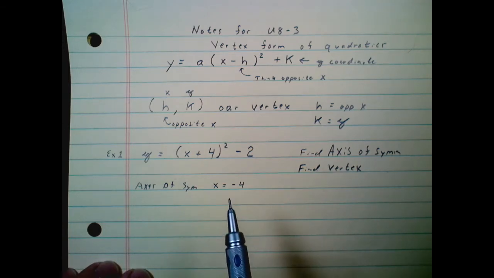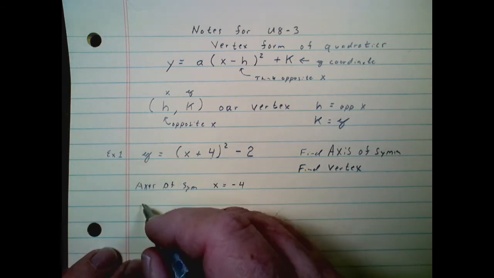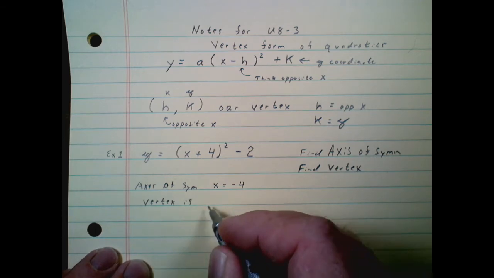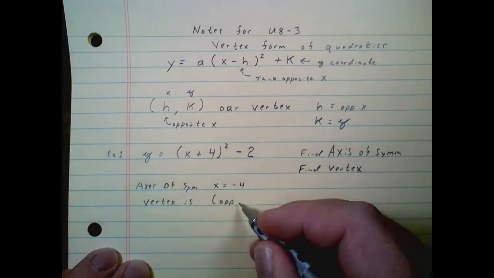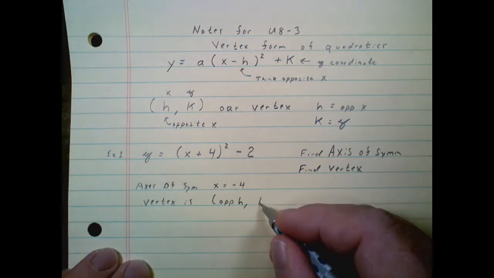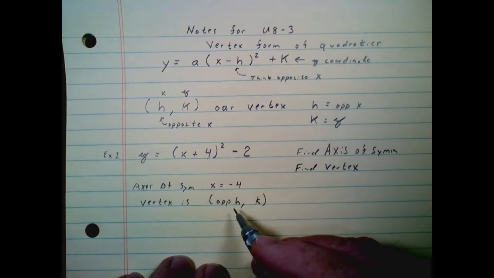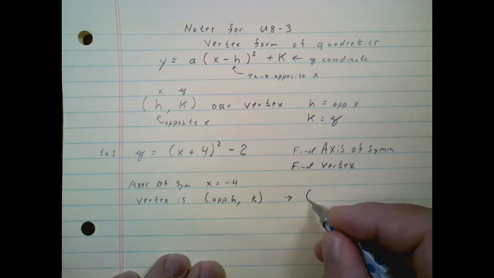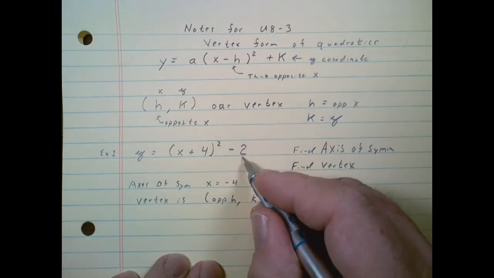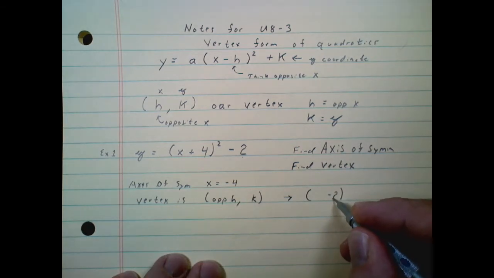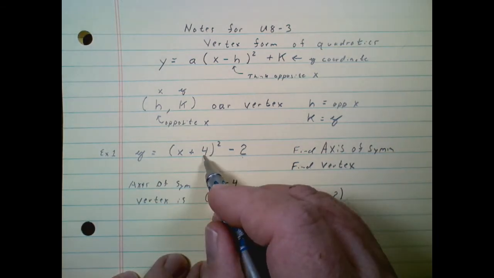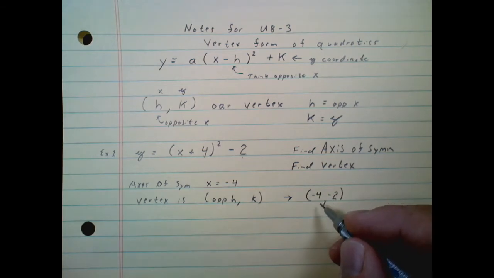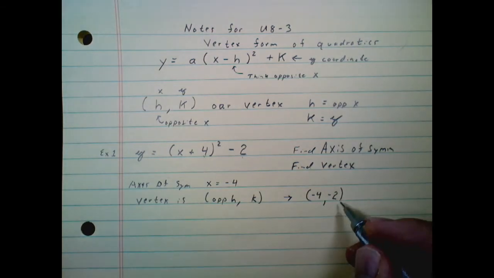Now remember, if you know how to read this, your vertex is here. Vertex is opposite h and k. So that means my vertex is going to be, k is my y, so it's a -2. Okay, this is my x, but it's opposite x, so that would be a -4. So that is my vertex. Okay?